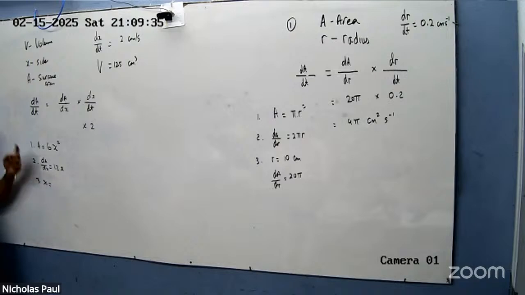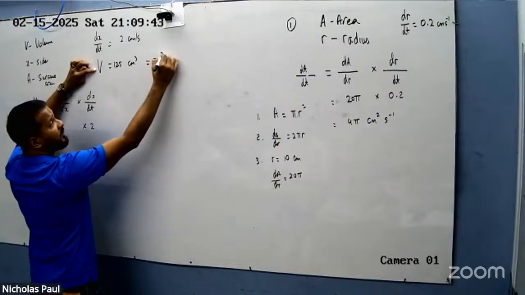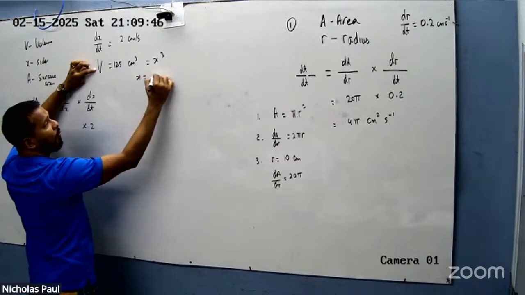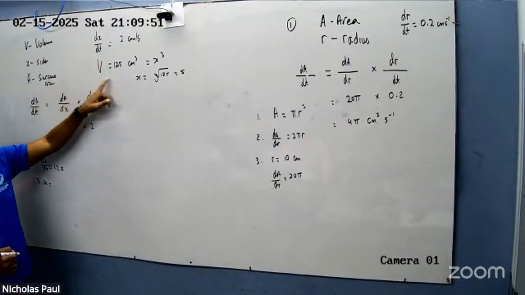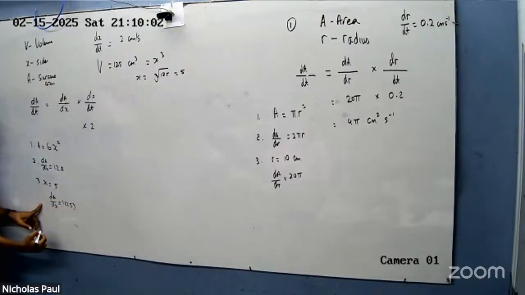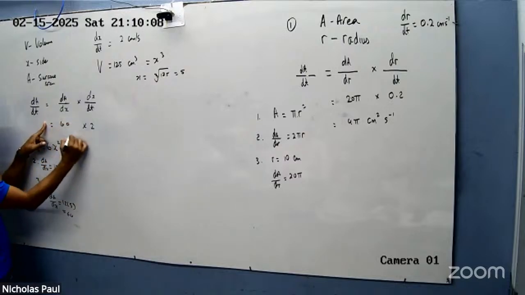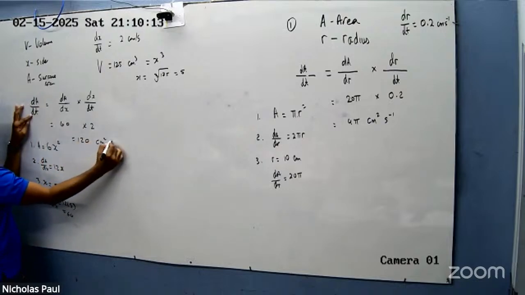So we use this, we didn't use this. We know what the volume is. Volume of a cube is x cubed. So x will be the cube root of 125, which is 5. So this volume helps us find x. Now that I know x is 5, I can put 5 in here. So dA/dx is equal to 12 times 5, that's 60. So now I know dA/dx, I can come up here, and my final answer is 120 centimeters squared per second.